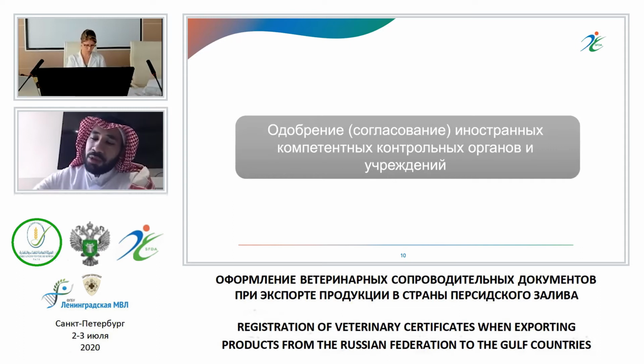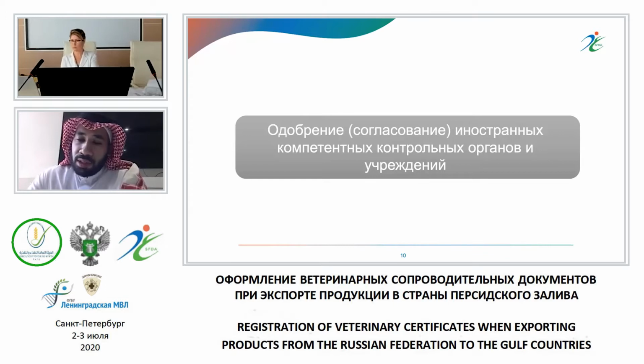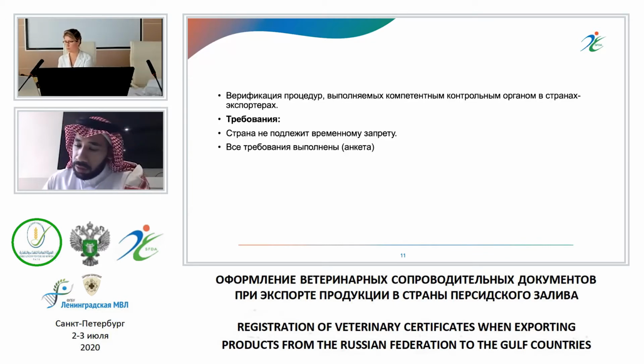So the second procedure is approving foreign competent control authorities and establishments. And this aims to verify the procedure carried out by the competent authority in the exporting country. The requirement is that the country should not be subject to a temporary ban, so there is no ban on the country, and completing the requirements listed in the questionnaire.